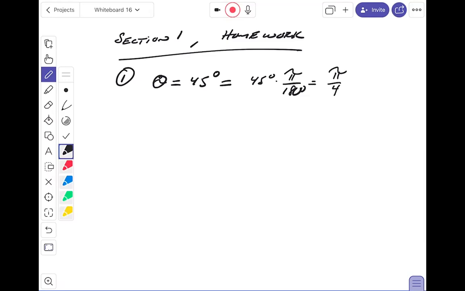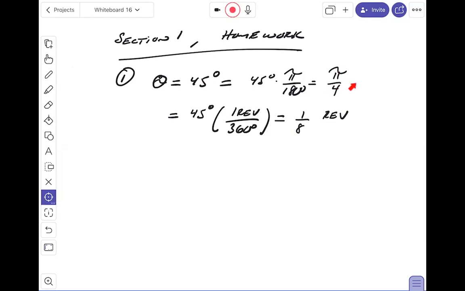You could also write it down in revolutions if you want. 45 degrees, whoops, made a mistake there. It's going to be 1 revolution for every 360 degrees. These are things we've already covered in class before. And what's that going to be? Well, 45 goes into 360 8 times. So it's 1/8 of a revolution. I want to point out 45 degrees has a unit on it. 1/8 of a revolution has a unit on it. But pi over 4 has no unit on it. It's unitless. Now, I'm not saying that was your question, but you should understand 45 degrees is either pi over 4 or 1/8 of a revolution.